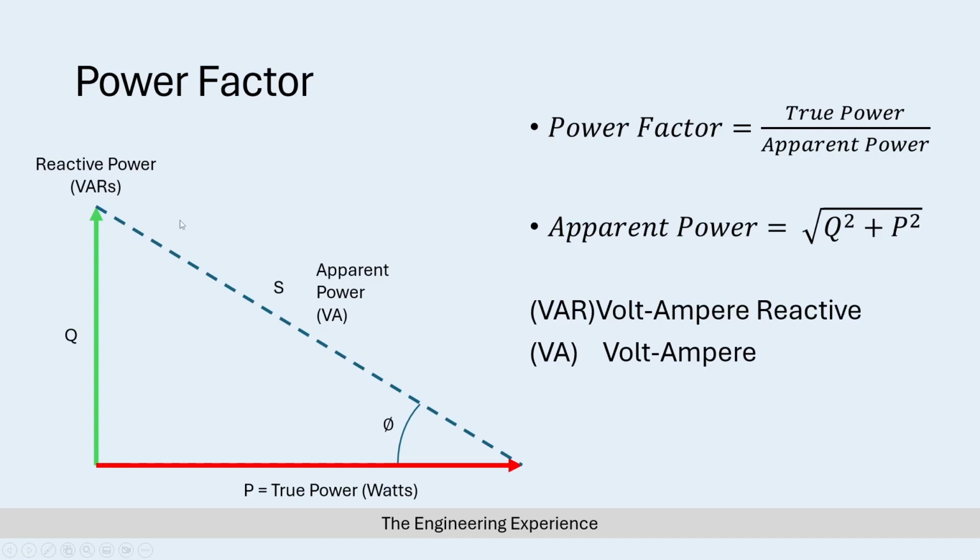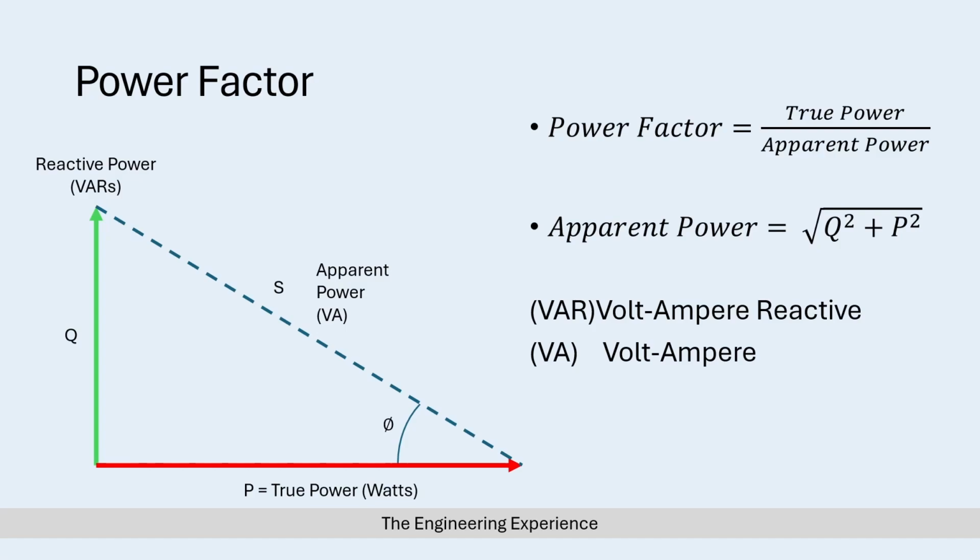You can see on the screen I've put down some units. Reactive power is measured in VAR, which is volt ampere reactive. Apparent power is volt ampere, and true power is watts. Another way you can look at power factor is the power you dissipate in your resistive load divided by the power you dissipate in your impedance.